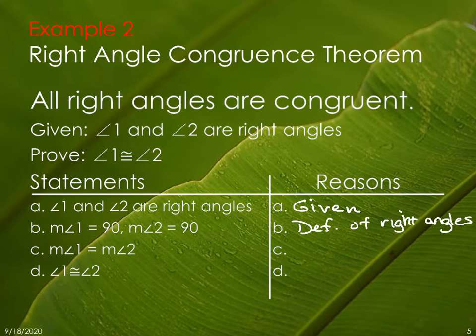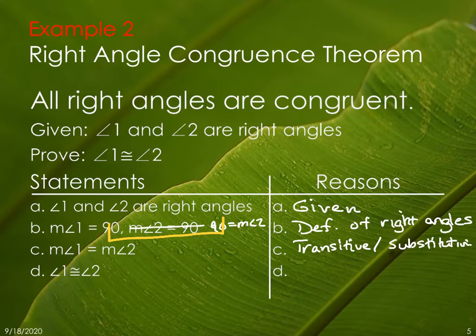Then the next one, we can either say that this is transitive or substitution. If you flip this around and put 90 equals the measure of angle 2, this is where you could see how the 90s cancel, and that's how you get from measure of angle 1 equals 90 to measure of angle 1 equals measure of angle 2. You don't have to put both, one or the other. And now going from the equal sign to the congruent symbol, this is just definition of congruent angles.